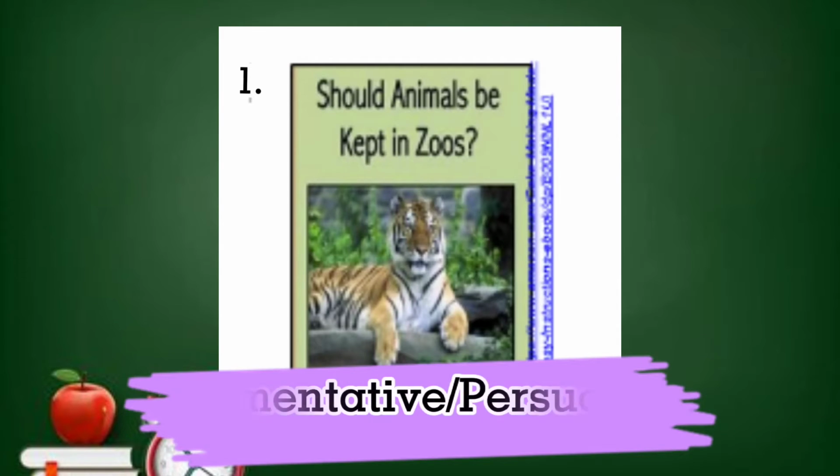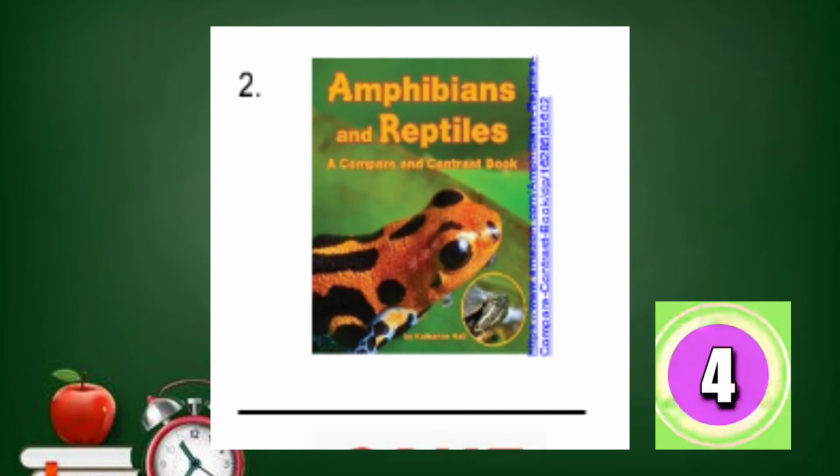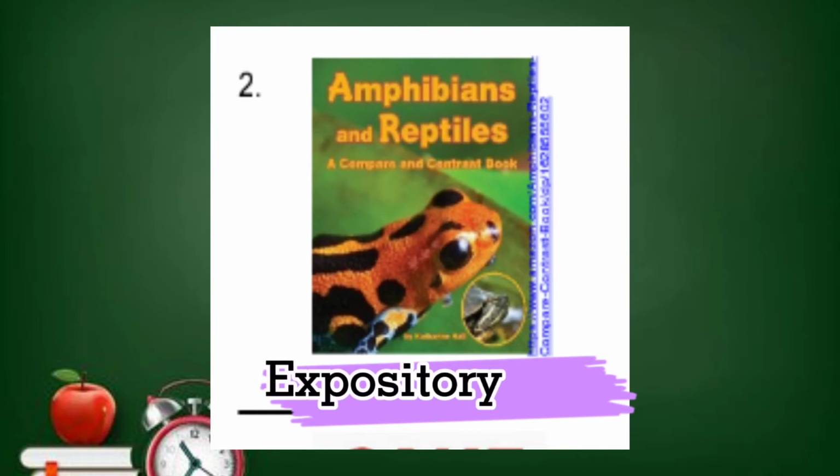Excellent! In number 1, the picture tells argumentative or persuasive because the title is asking for opinions or point of view about the pros and cons of keeping animals in zoos. What's the answer? In number 2, the picture tells that it is expository because the book tells information or description about amphibians and reptiles.